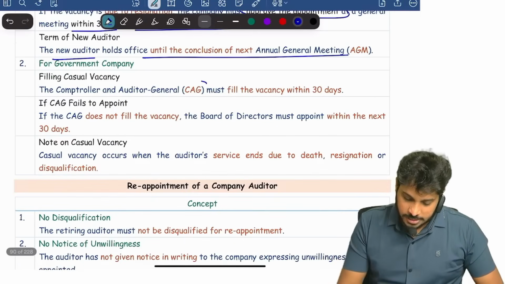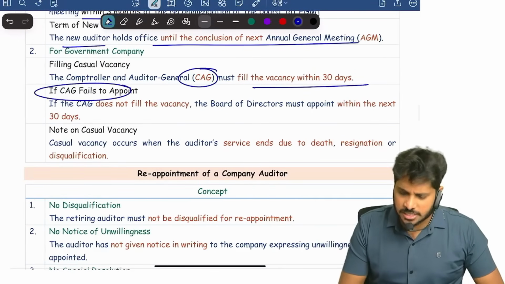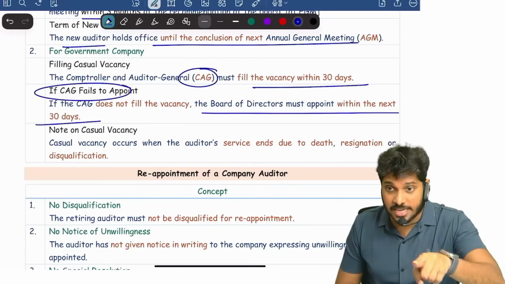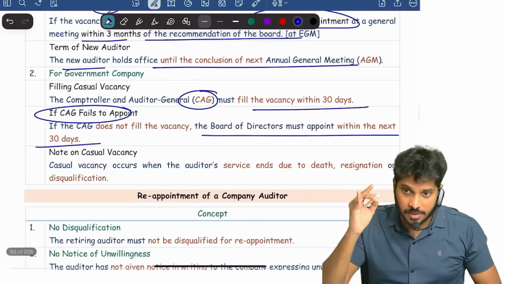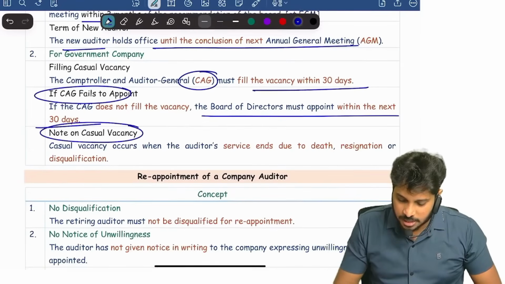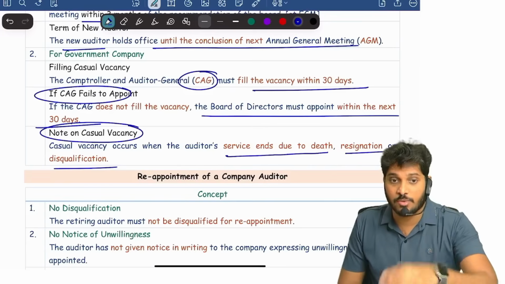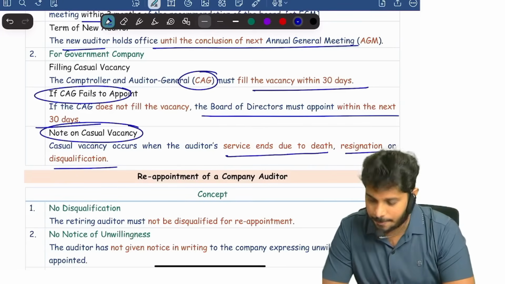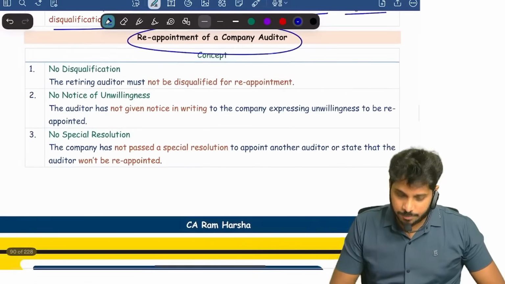Government company, C and AG shall fill the vacancy within 30 days. In the worst-case scenario, if C and AG fails, then board of directors can fill the casual vacancy within the next 30 days. And in this case also, the audit appointment is valid until conclusion of next AGM. Why does casual vacancy occur? Because the auditor's service ends due to death, resignation, disqualification, removal, whatever reason. Are you clear?